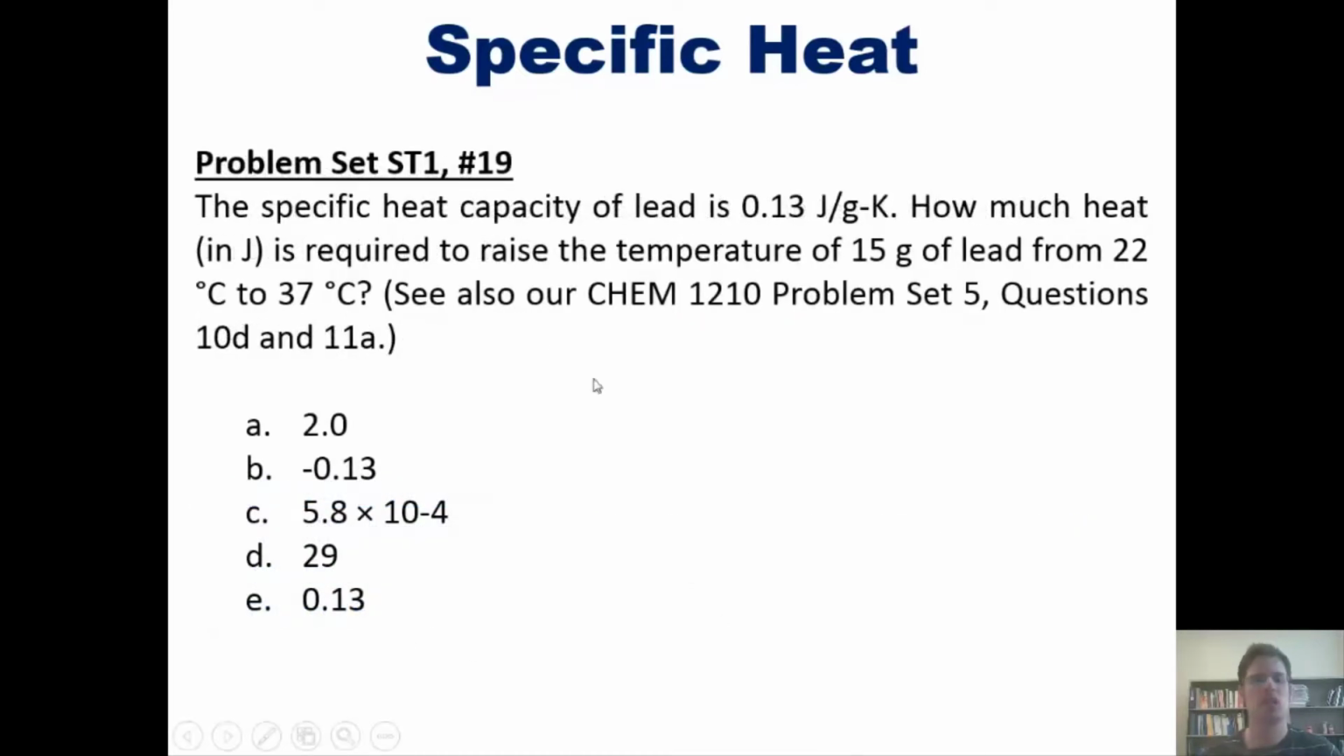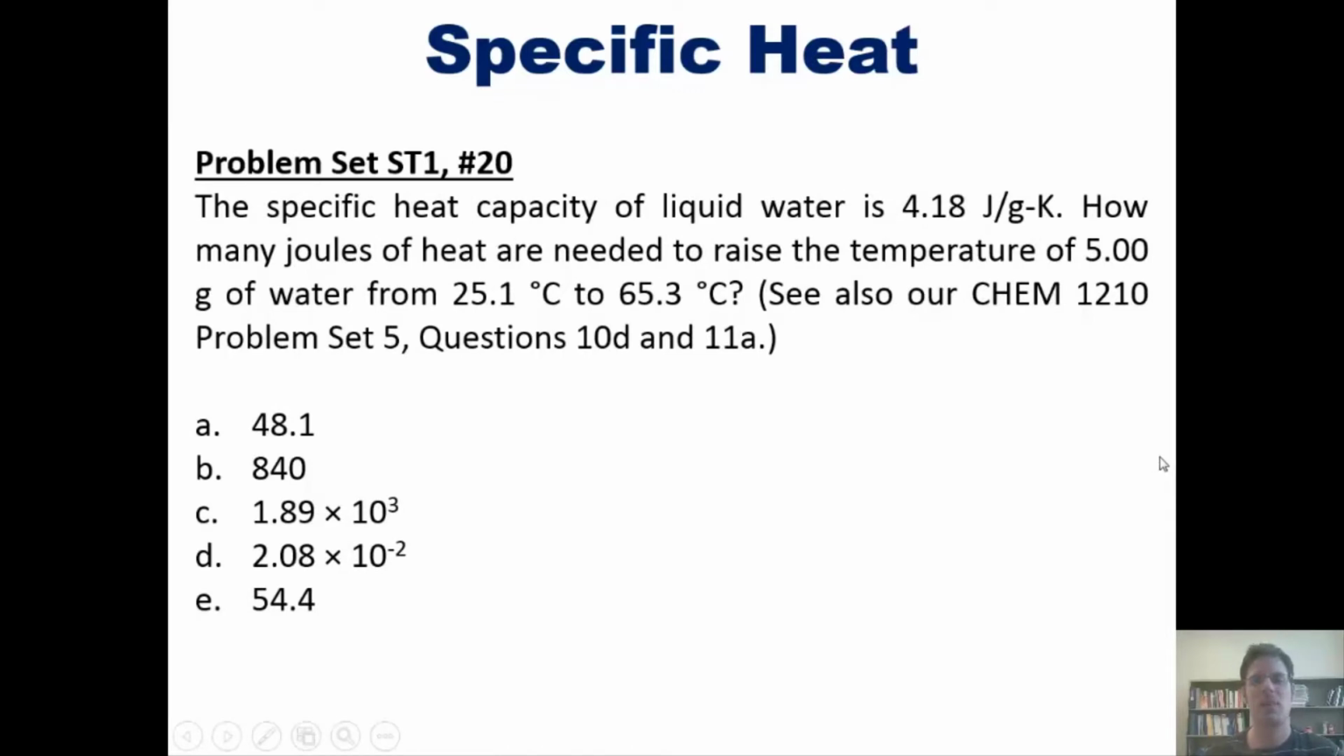Next, the specific heat capacity of lead is this number. How much heat in joules is required to raise the temperature of 15 grams of lead from 22 to 37 degrees Celsius? Next, the specific heat capacity of liquid water is, once again, this value. How many joules of heat are needed to raise the temperature of 5 grams of water from this temperature to that temperature? All right, that's it.